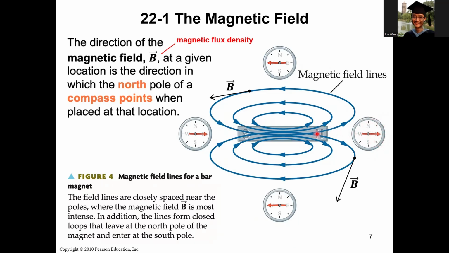For a bar magnet, outside the magnet, the magnetic field lines start from the north pole, go through a loop and go back to the south pole. Inside the bar magnet, the magnetic field lines go from the south pole to the north pole. So we always have closed loops for magnetic field lines, which is very different from electric field lines.